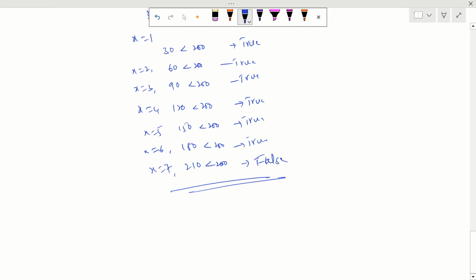So therefore the values are 1, 2, 3, 4, 5 and up to 6. So it is a set, and we can say 0 also you can put, right? 0.